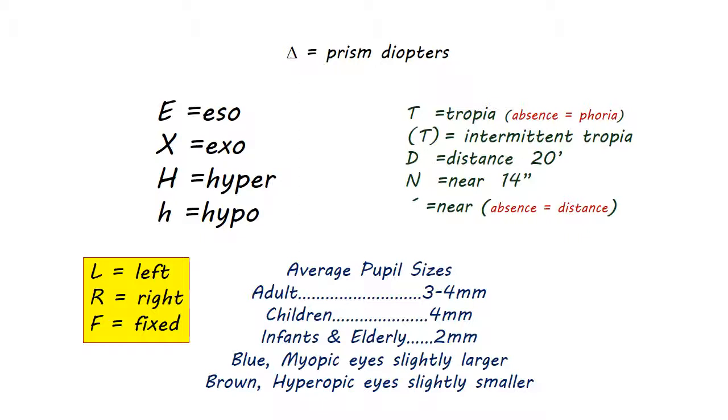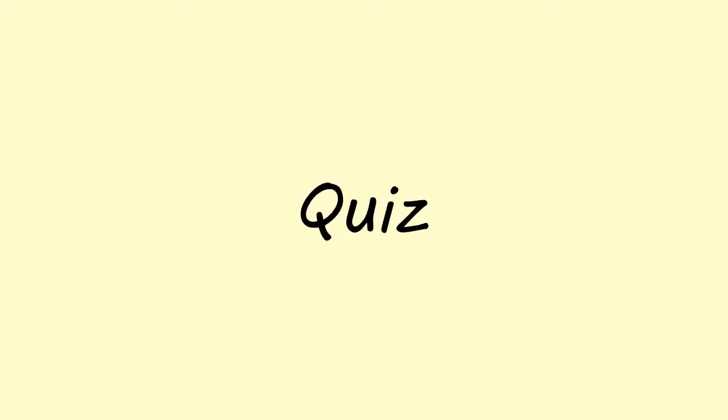And I wanted to mention pupil sizes really quickly. The pupil size can vary in the individual depending on whether the pupil is constricted or dilated. But in the following tests that we're going to do, we're going to estimate the pupil to be 4 millimeters. Okay, now that you've got all that, it's time for a quiz. See if you can tell what these abbreviations mean.